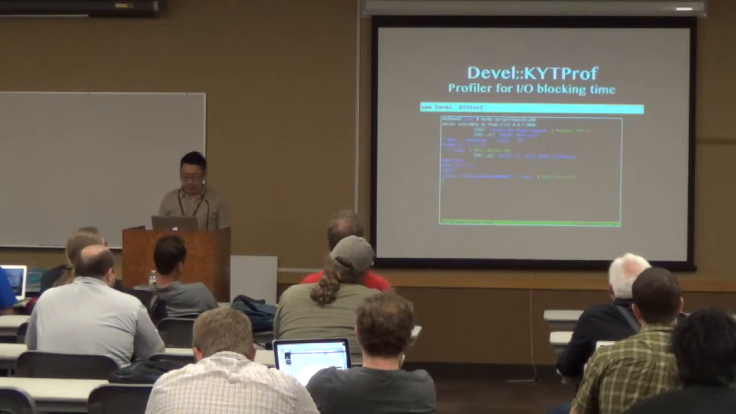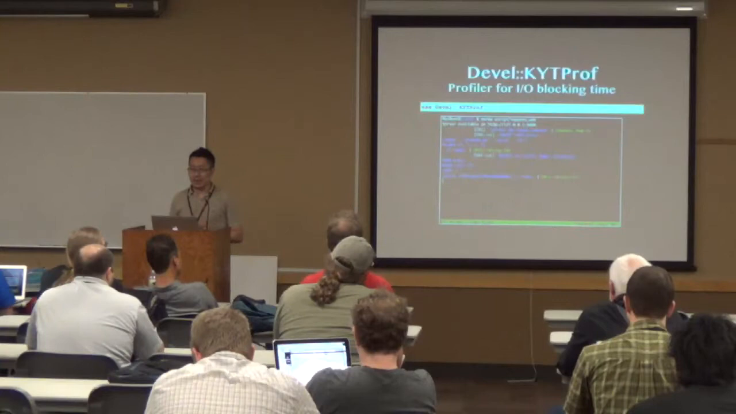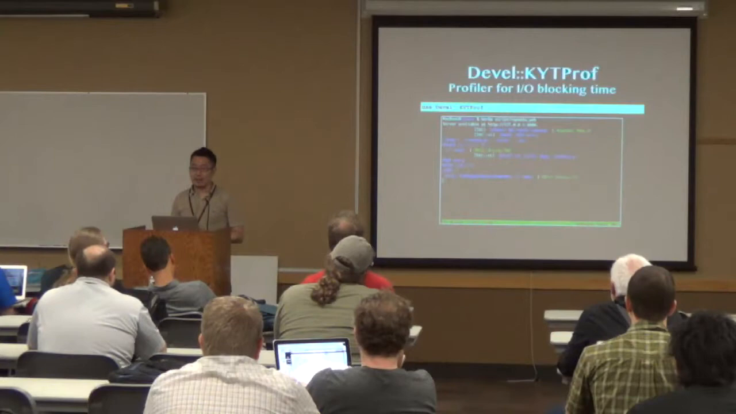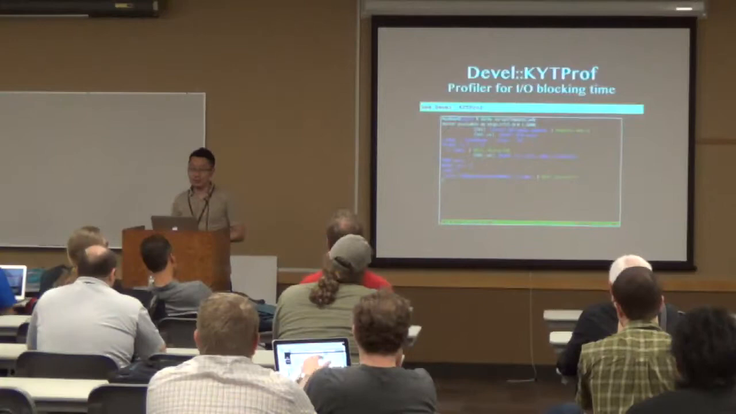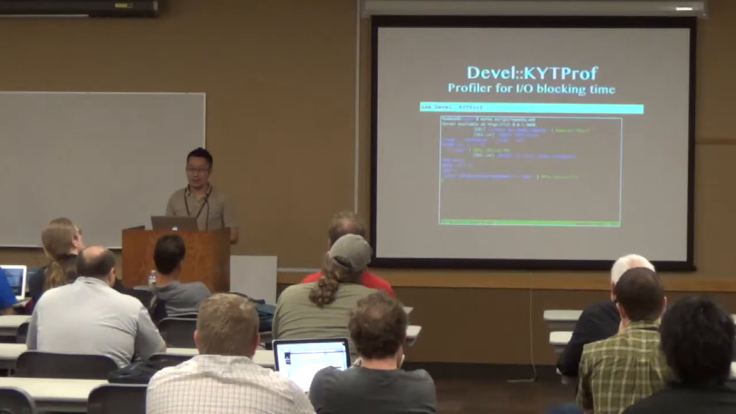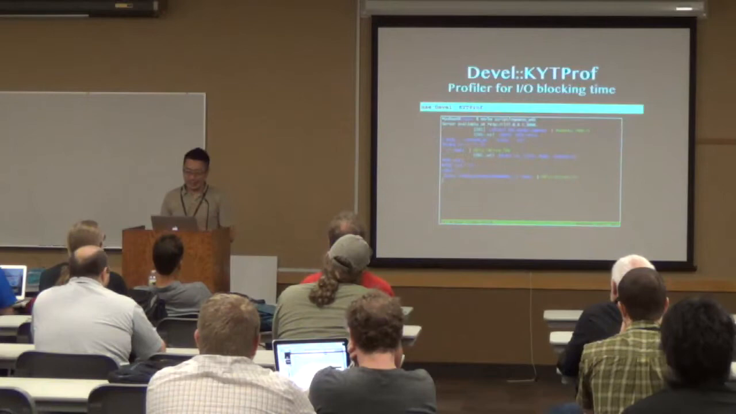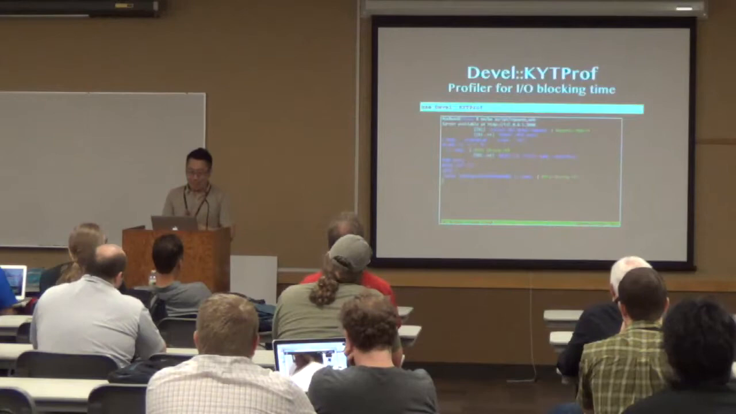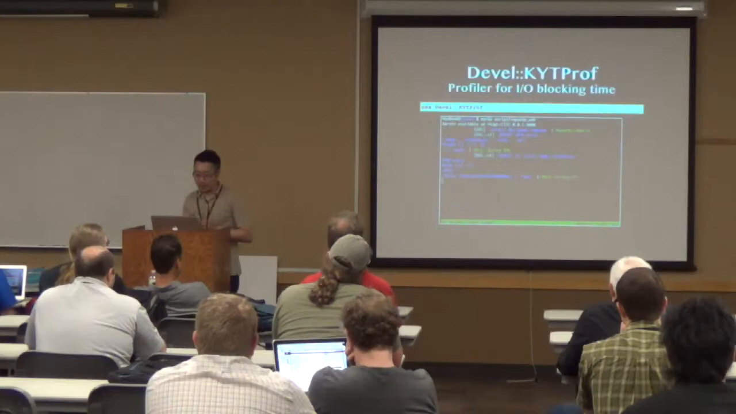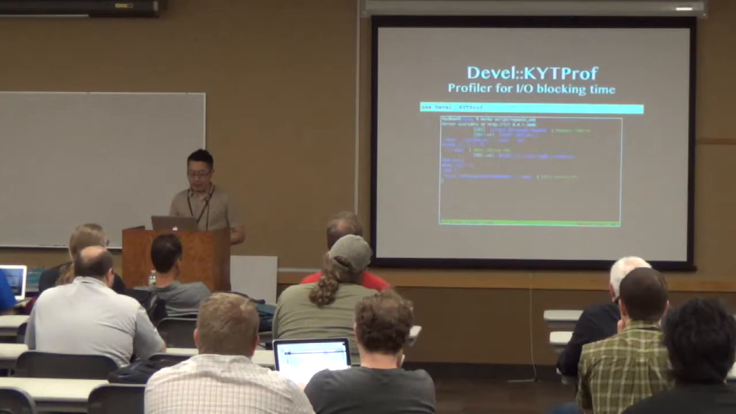Next, Devel::KYTProf. Do you know Devel::KYTProf? NYT of NYTProf, I think it means New York Times. You know? KY of KYTProf means Kyoto. Do you know Kyoto? It's a Japanese place. The author is in Kyoto. A profiler for IO blocking time. It's very useful. If you want to profile your application, use Devel::KYTProf with one line.